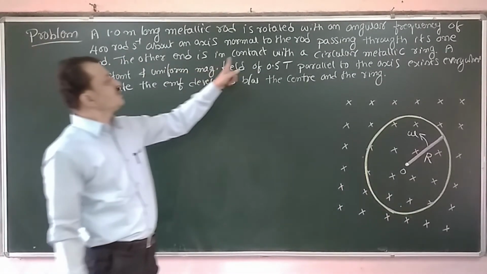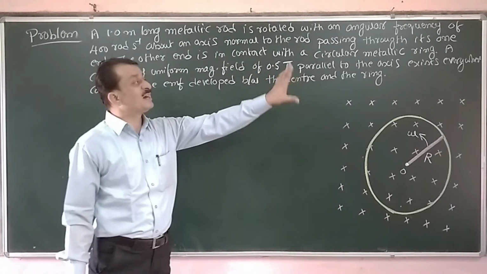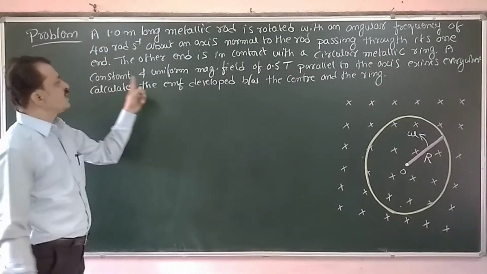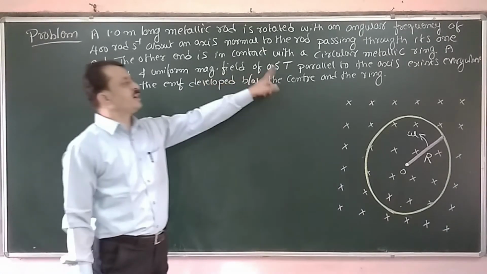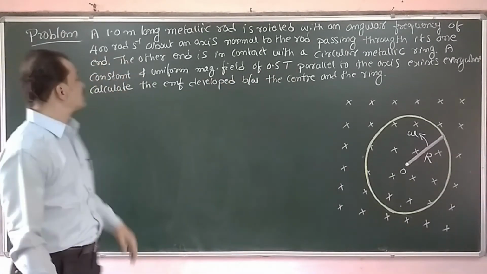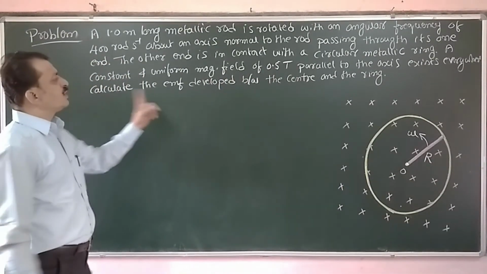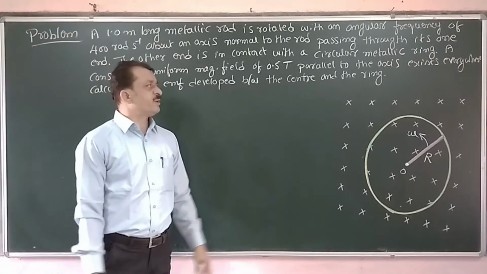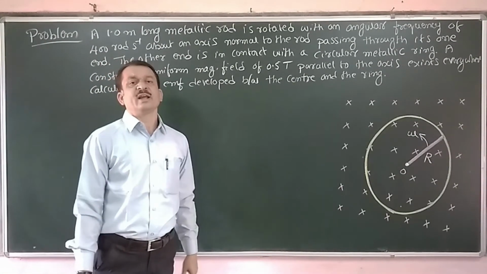The other end is in contact with a circular metallic ring. A constant and uniform magnetic field of 0.5 Tesla parallel to the axis exists everywhere. Calculate the EMF developed between the center and the ring.